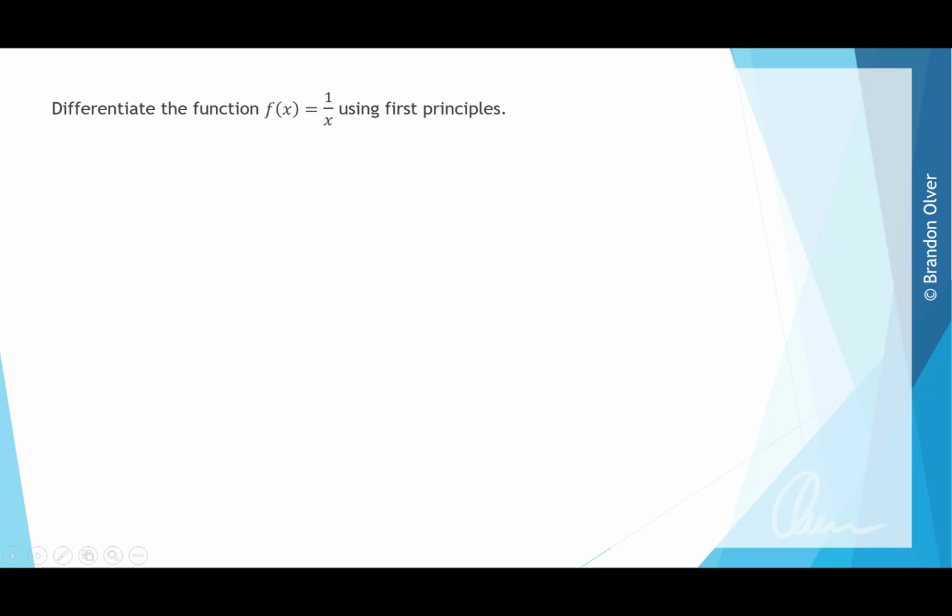Differentiate the function f(x) = 1/x using first principles. So we know that the derivative f'(x) is given by the limit as h approaches 0 of the function evaluated at x plus h minus the function evaluated at x, all divided by h. So that's the definition of differentiating using first principles.